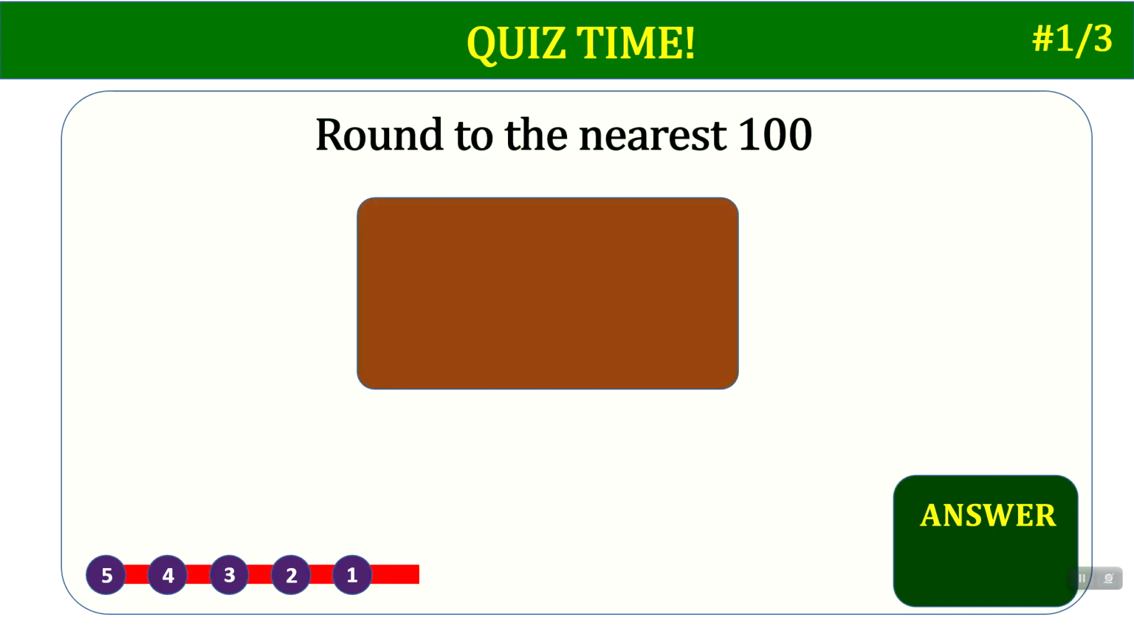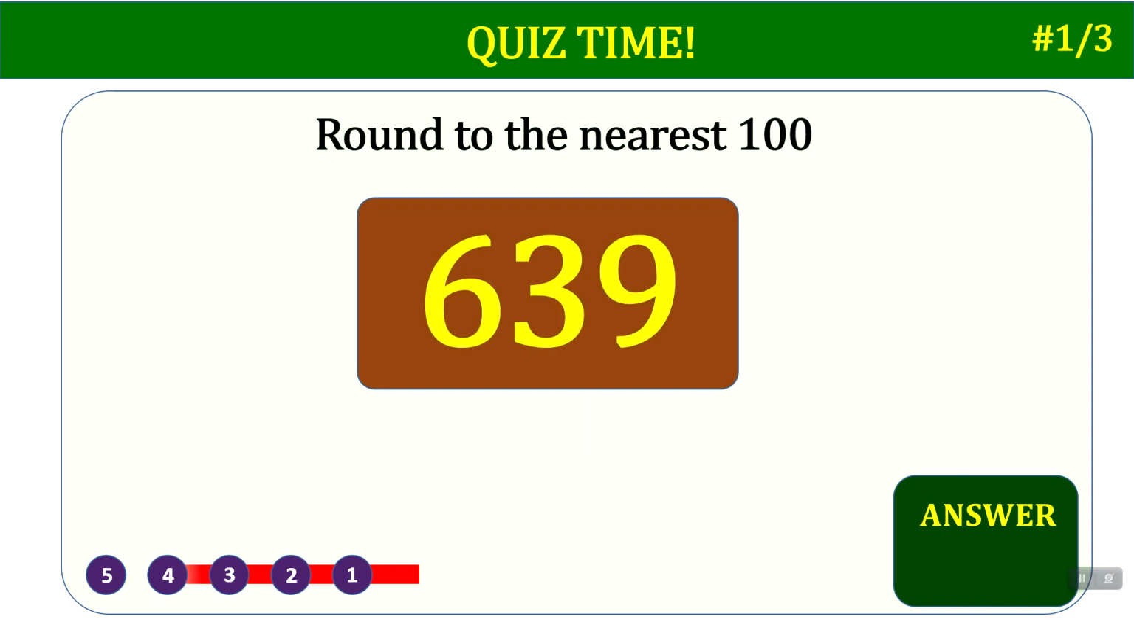And now let's round to the nearest 100, the next 3 questions. Round to the nearest 100, 639. Time's up. The answer is 600. In the hundreds column is the number 6, and so we go to the right to see whether to round up or round down. It is not 5 or greater, and so we round down to 600.